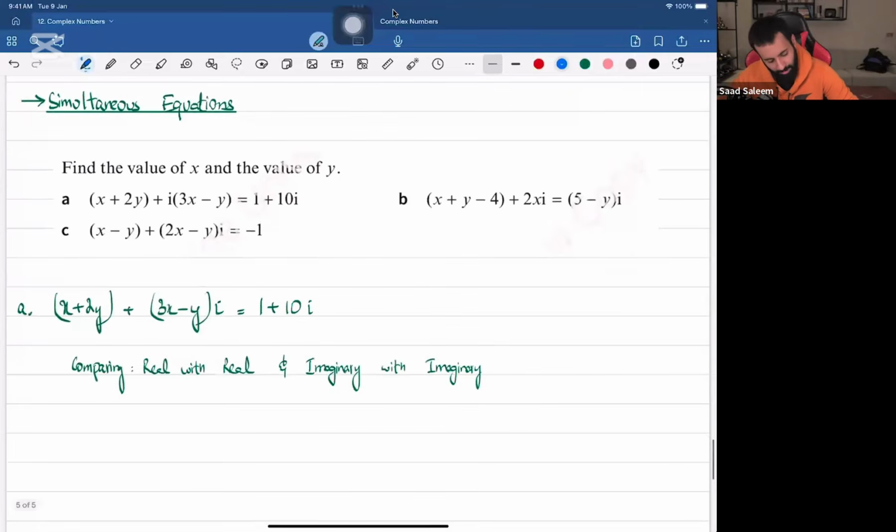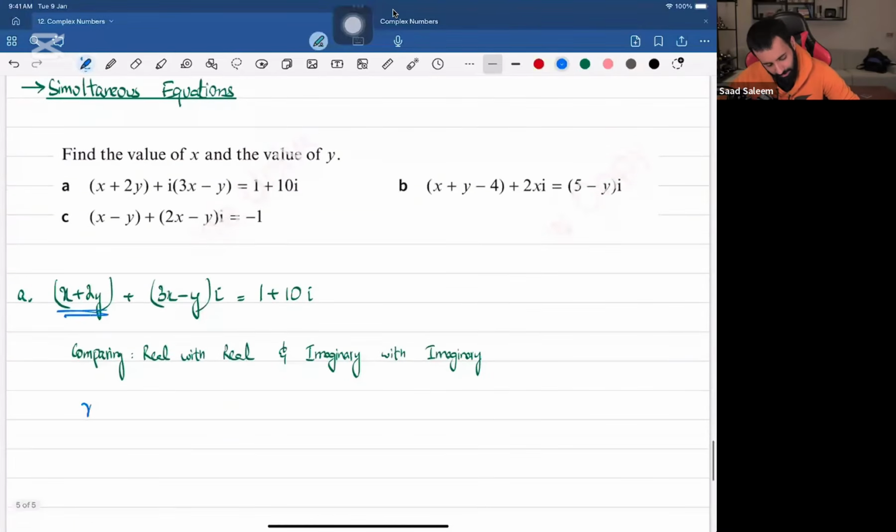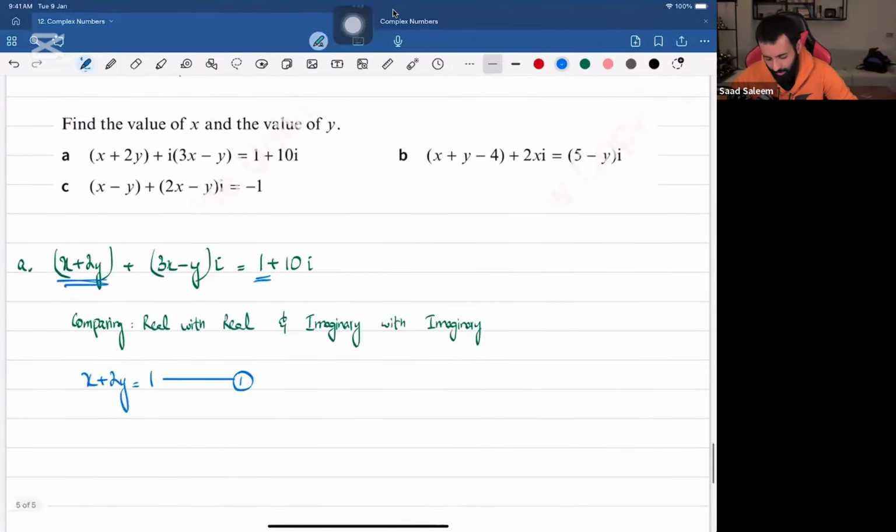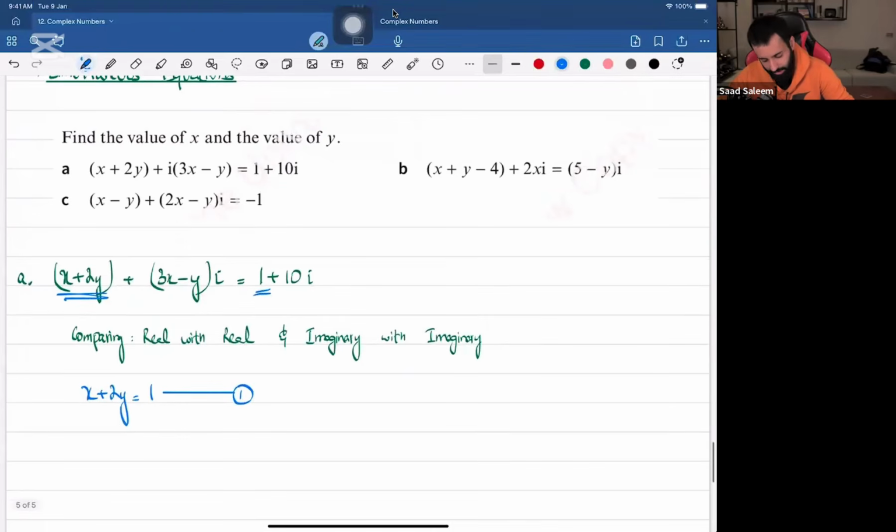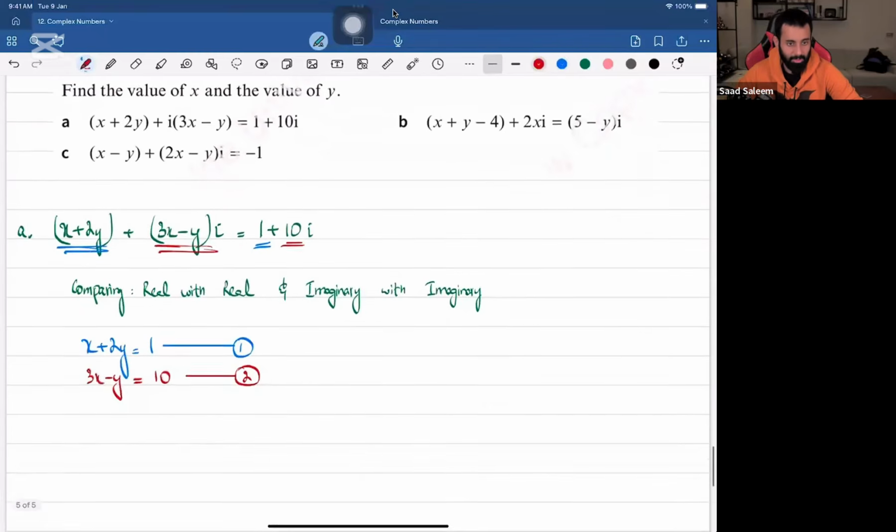So what's the real component on the left-hand side? That's x plus 2y. And what's the real component on the right-hand side? That's 1. So that's our first equation. What's the imaginary component on the left-hand side? That is 3x minus y, because it's being multiplied by iota. You can think of this as the coefficient of iota, so in a way, we're comparing coefficients. And what's the coefficient of iota on the right-hand side? That's 10. So these are the two equations that we're going to solve simultaneously.